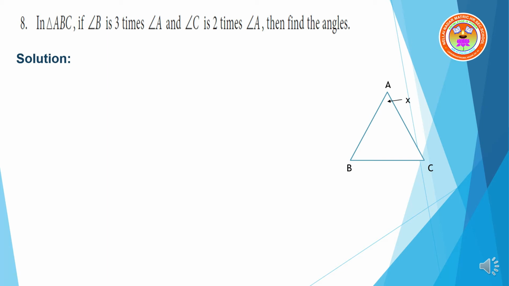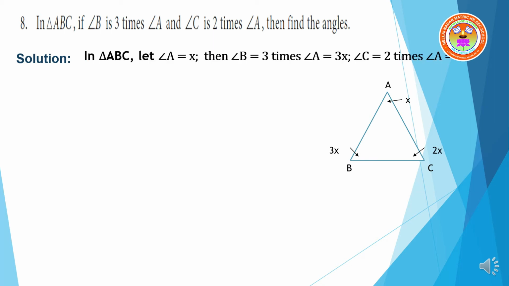And given that angle B is 3 times angle A, so that can be written as 3x. While angle C is 2 times angle A, so 2 times angle A, that means 2x. Now in the solution part, let us write in triangle ABC, let angle A is equal to x, then angle B is equal to 3 times angle A, that is equal to 3x. Angle C is 2 times angle A, that is equal to 2x.